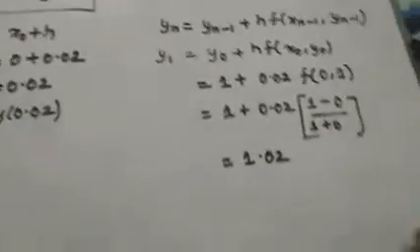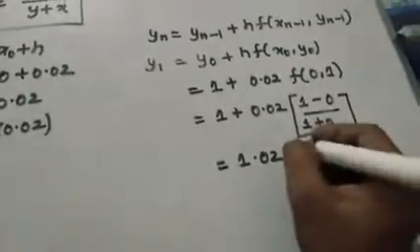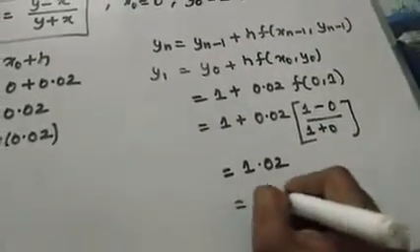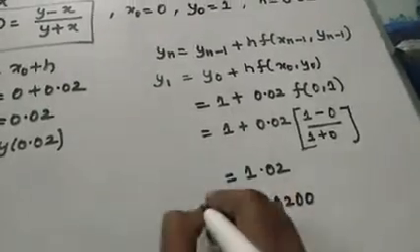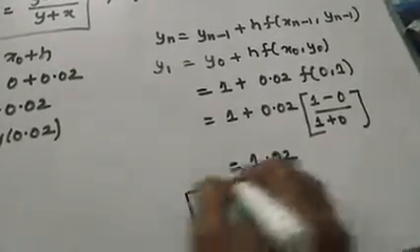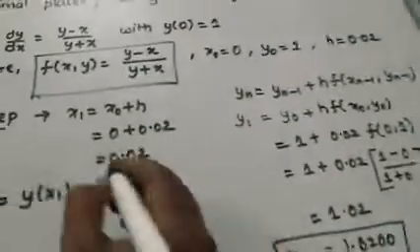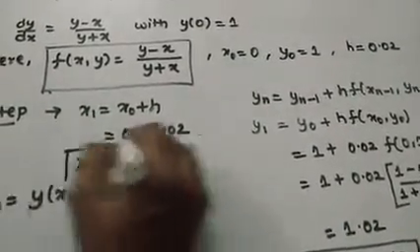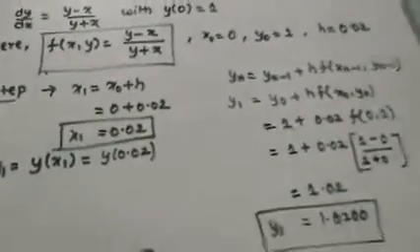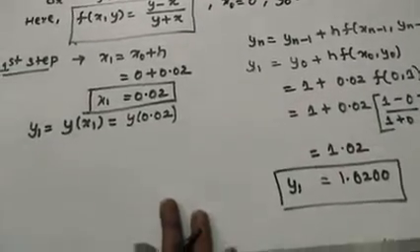So we have to make it for 4 decimal places. So we can write it as 1.0200, 4 decimal places. This is our y1 and this is our x1. Okay. So now step 2.